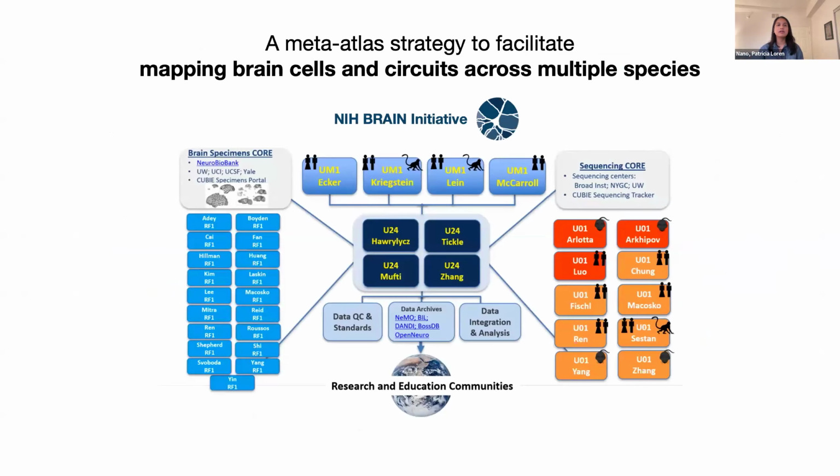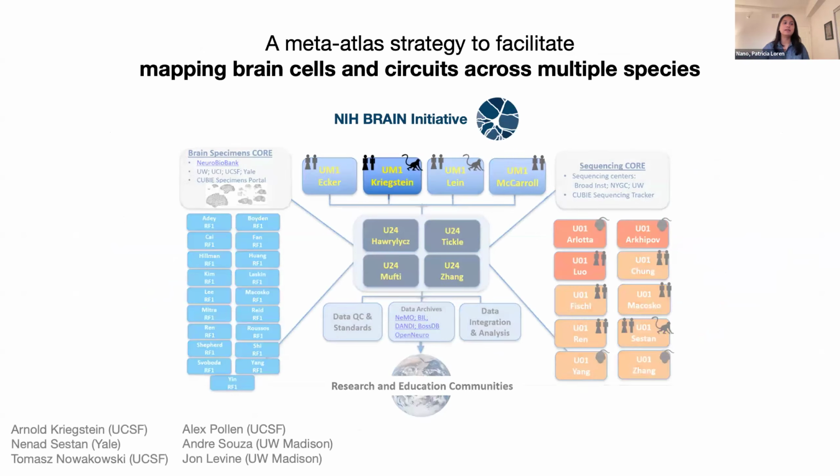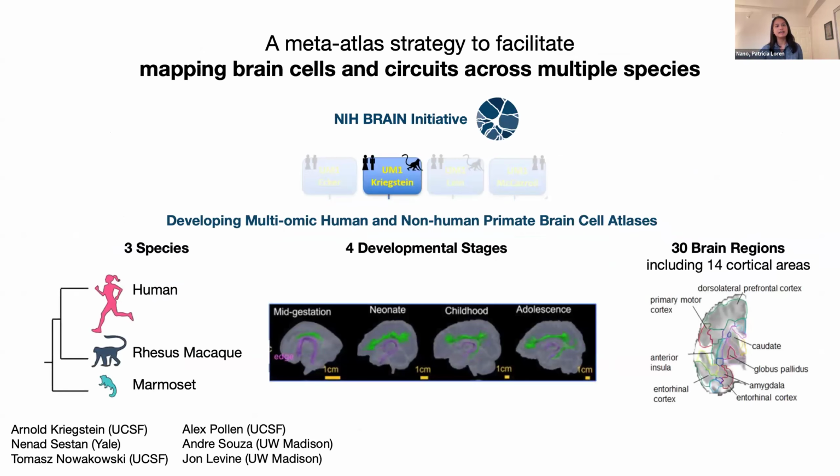So for example, we are using these meta-atlas and meta-module approaches as part of the new generation of NIH Brain Initiative projects, particularly with our collaboration with labs at UCSF, Yale, and UW-Madison, where we're using these approaches to look at 3 different species, human and 2 non-human primate, 4 developmental stages, 30 brain regions. And I'm particularly excited here because these brain regions include 14 cortical areas that have not been very extensively profiled before.